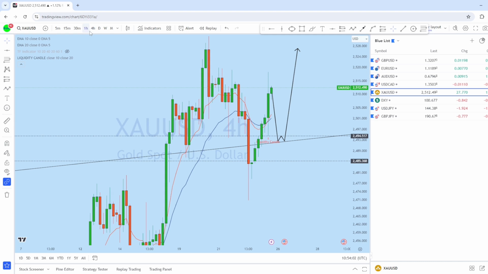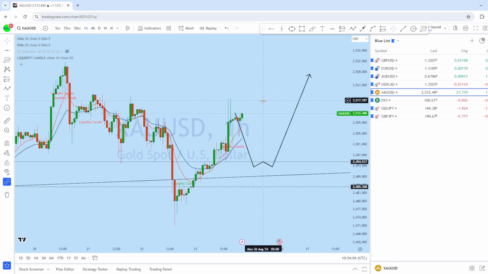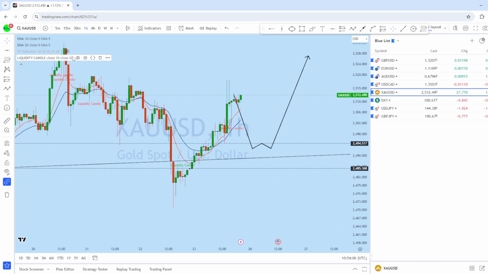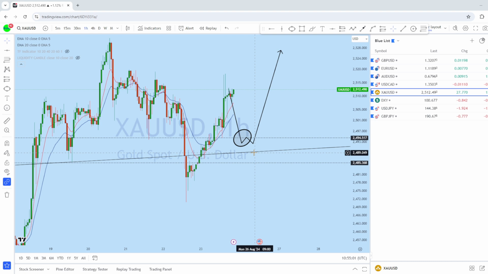If we look at the lower time frame, this could be the potential wave on gold. Let's see how the market does with the market open. I will also keep you updated and posted during the week.